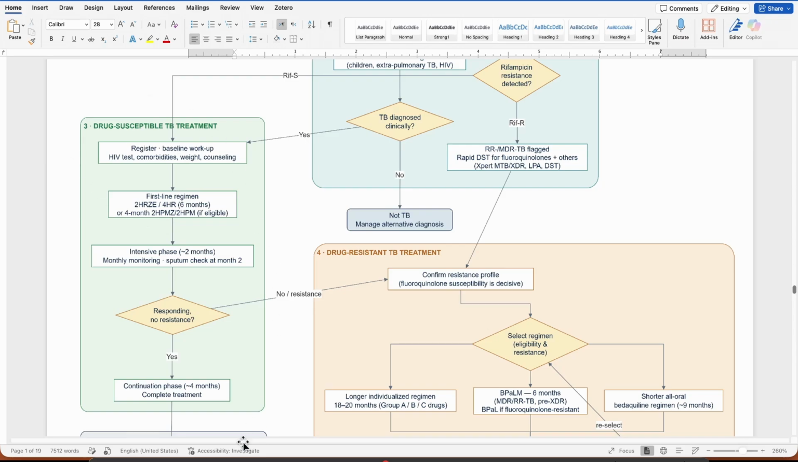Now this is where your treatment begins. A person who has rif susceptible DSTB, drug susceptible TB, falls over here. So you're going to start your baseline treatment. The first line regimen is going to be provided, and there's a 6-month duration on 2 HRZ. This is the regimen, by the way. Or if you are eligible, you can go for a 4-month long treatment.